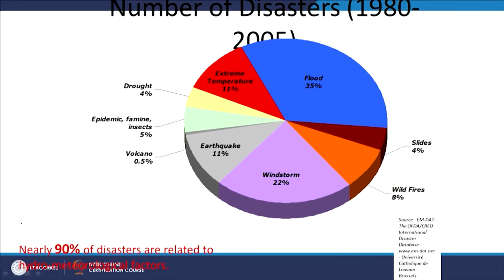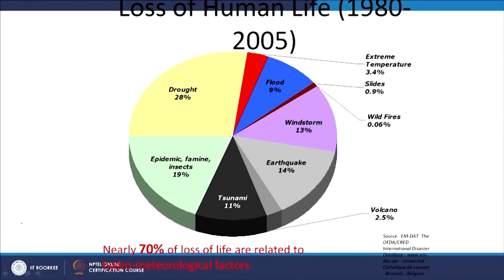Another big share is the windstorm. Okay, earthquake is only 11%, and extreme temperature is 11%. So overall, 90% of disasters are related to hydrometeorological disasters. That is a very important finding. Also, when we are looking into the loss of human life from 1980 to 2005, we can see that nearly 70% of loss of life is related to hydrometeorological factors.